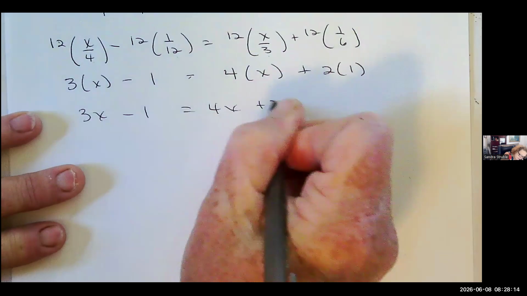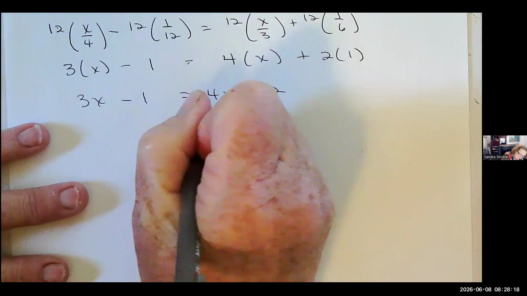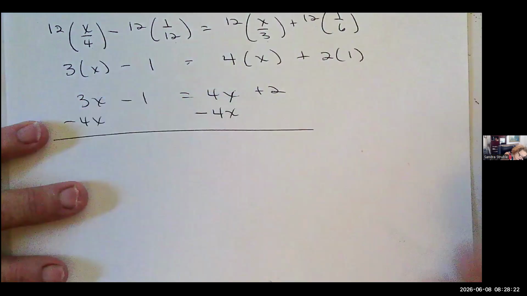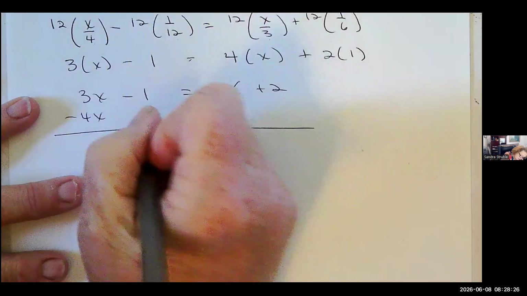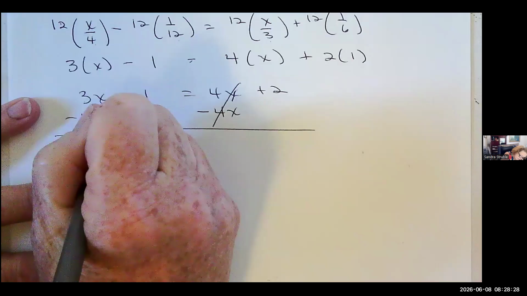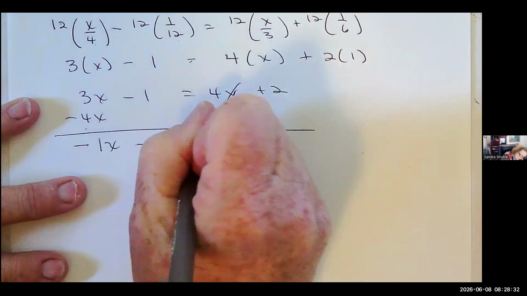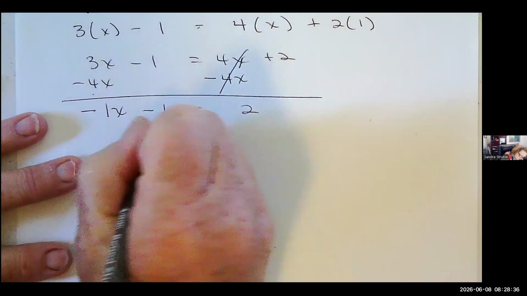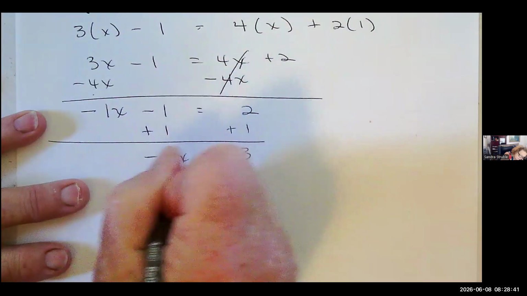Move my 4x to the other side by subtracting it since it's positive. I always take my x's to the left. It's just habit, or constant or variable, sorry. Signs are different, so you subtract. Take the sign of the larger number. Bring down the negative 1. All right, now we need to move our constant over. And divide or multiply both sides by negative 1.